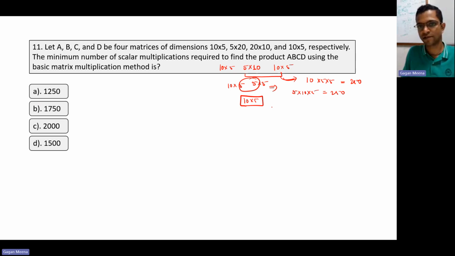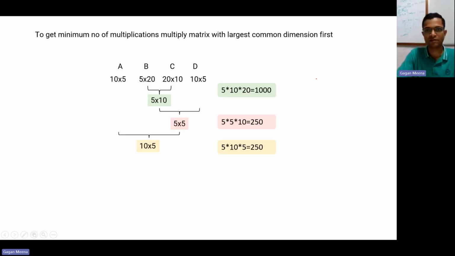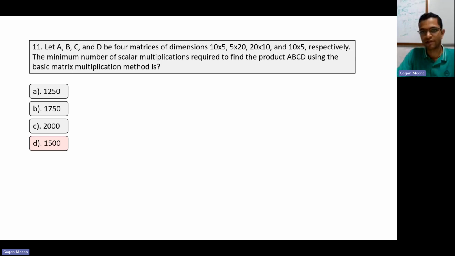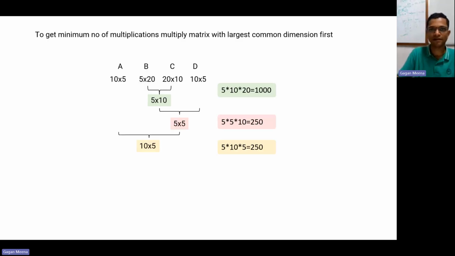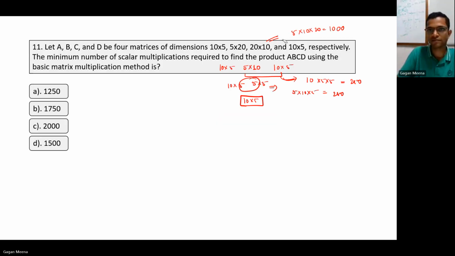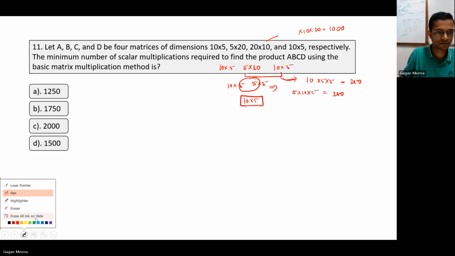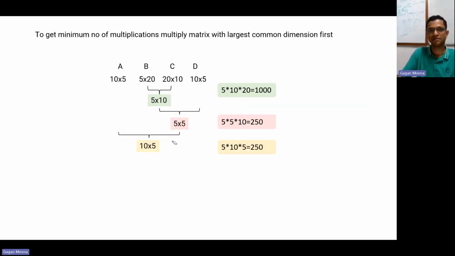Am I making some mistake here? Oh, we missed this one. The multiplication required here would be 5 into 10 into 20. This becomes 1000. And this is 25 into 250. The answer would be 1500. Correct? This becomes 1500.